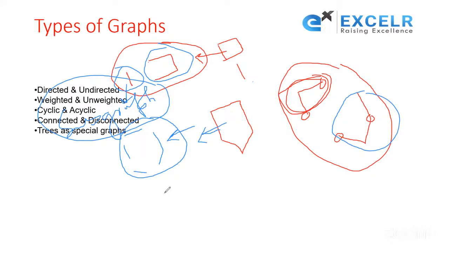For example, let me use a different color. Suppose this is a graph, and here it can be a single vertex, like this. So it is also a disconnected graph. And it has got how many components? Two components. One component is this one, and another component is this. These are also subgraphs of this graph. So we can simply say that a disconnected graph has got two or more components.